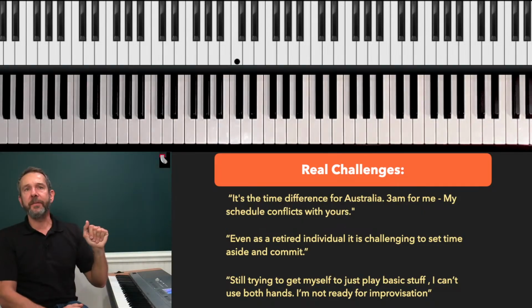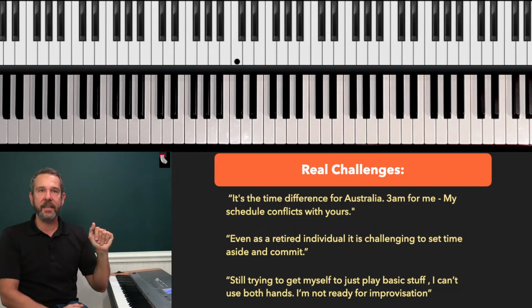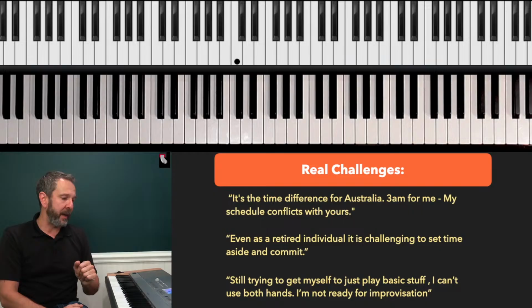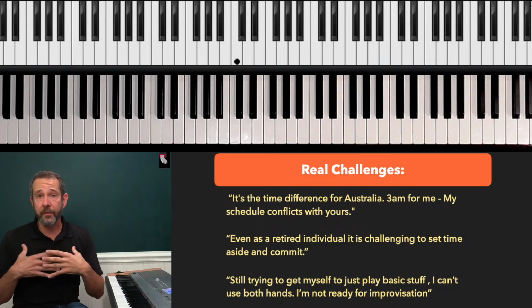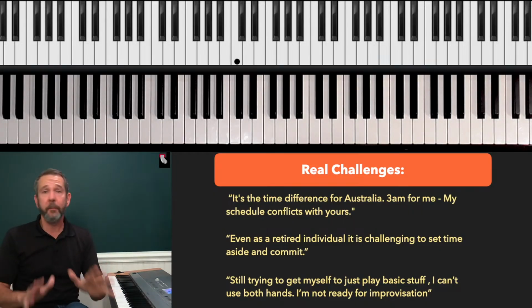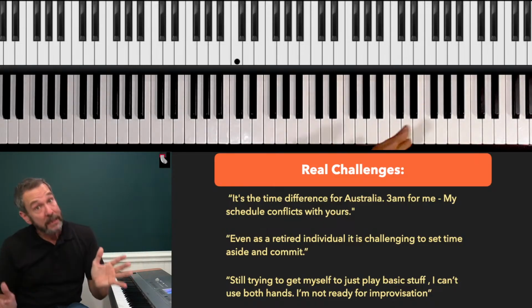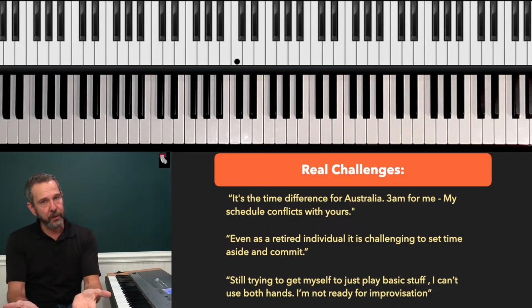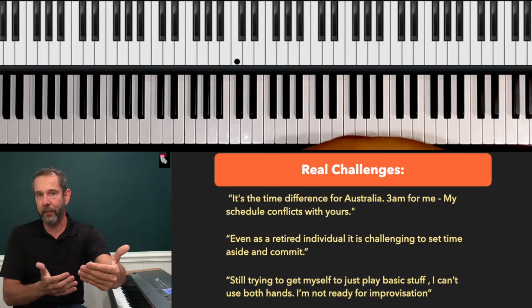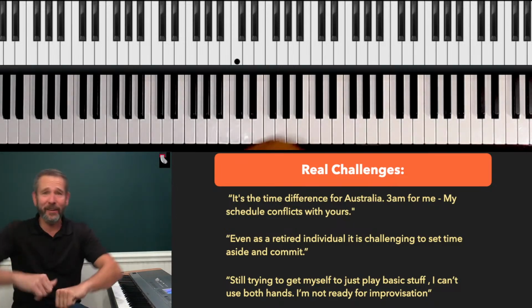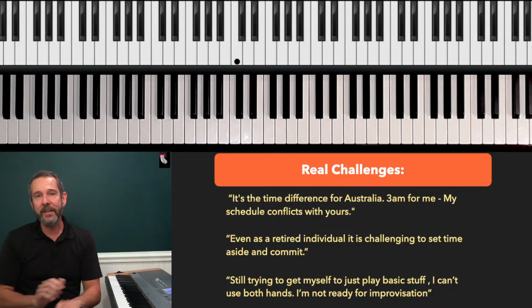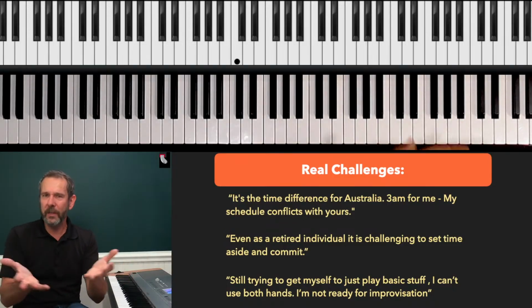This one, even as a retired individual, it's challenging to set the time aside to commit. I forget who said this, and with all due respect, I completely get it, but I also call baloney. All right, sorry, but I need to be real with you in order for me to help you get to where you want to be with your piano playing. If everything is like, oh, that's great, right? And then like, oh, everything's wonderful, then you're not going to really be able to progress.